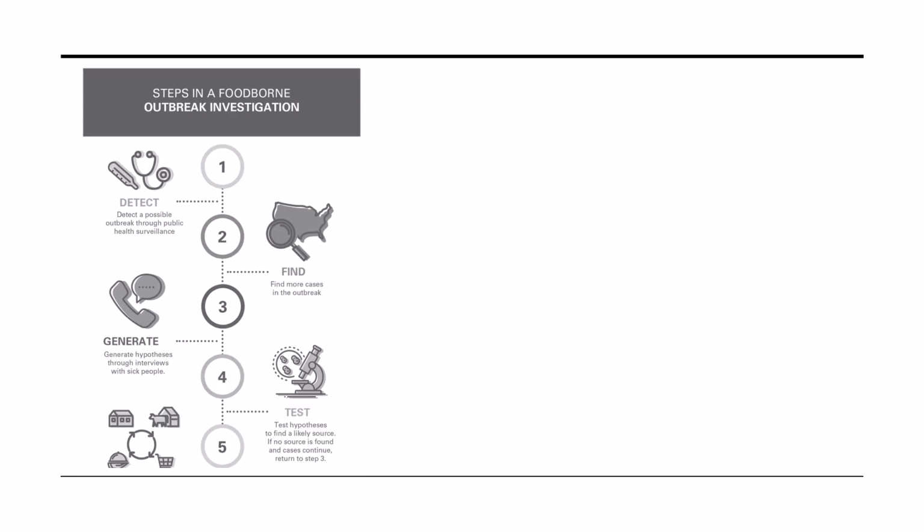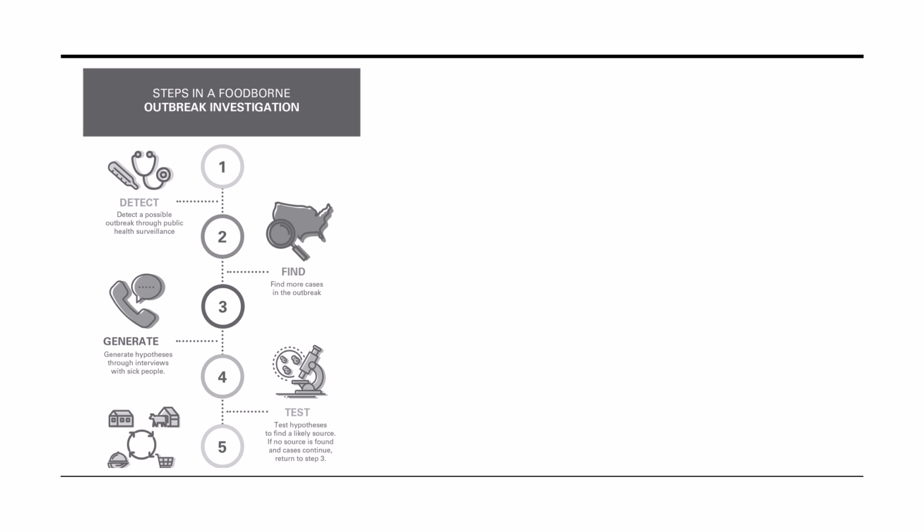Now we can go through the steps in a foodborne outbreak investigation. First is detect. Okay, first step is detect. Detect a possible outbreak through public health surveillance. That's the first one. Second step in outbreak investigation is find more cases in the outbreak. Search for more cases. Then third step is generate. Generate hypothesis through interview with sick people.